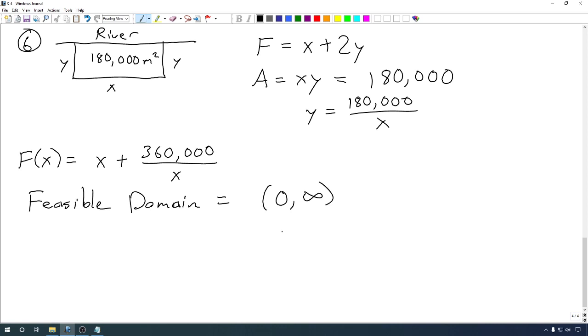Having an open interval like this and having one that goes off to infinity is definitely going to make the final steps a little bit more complicated. That doesn't mean we can't solve the problem, but we have to be a little bit more careful. We can't just make a table like we did in the previous example.